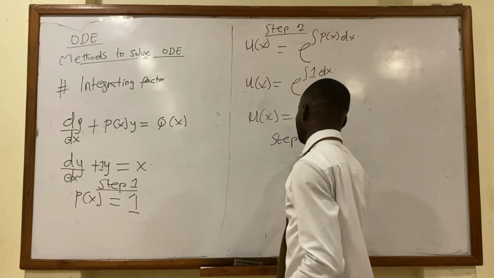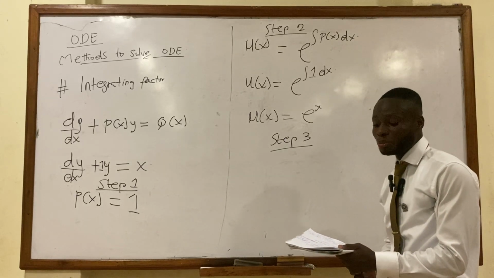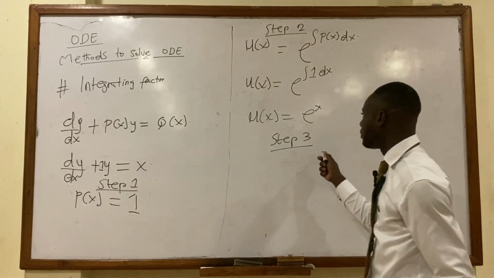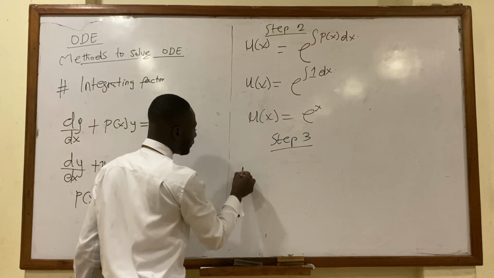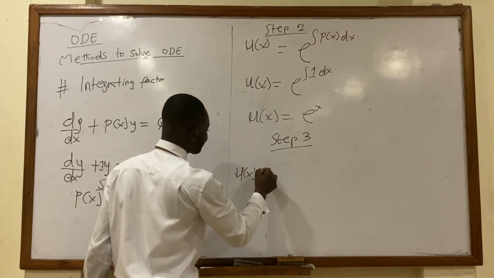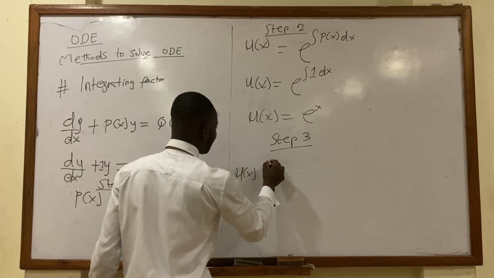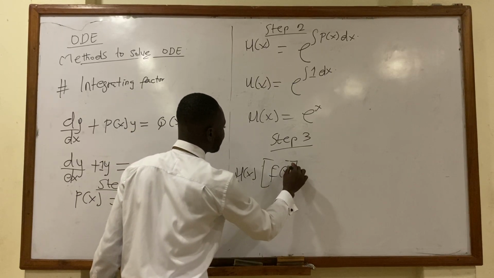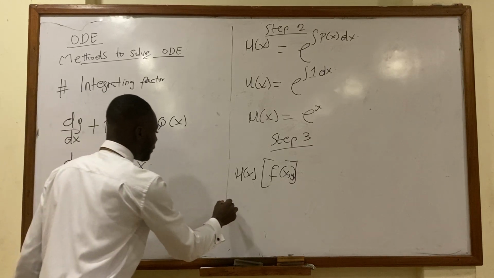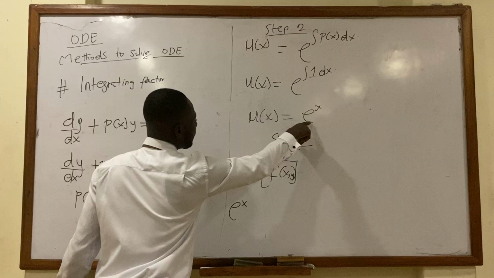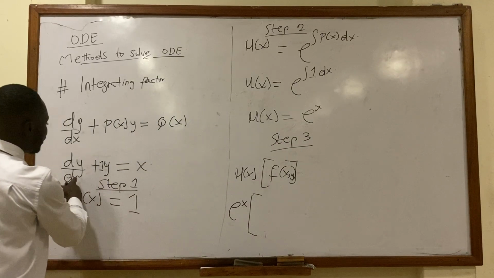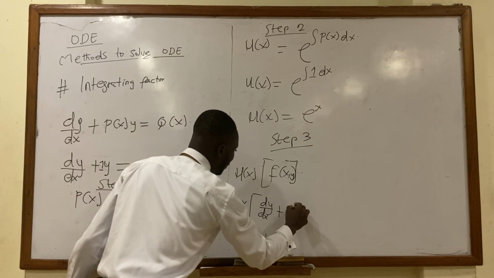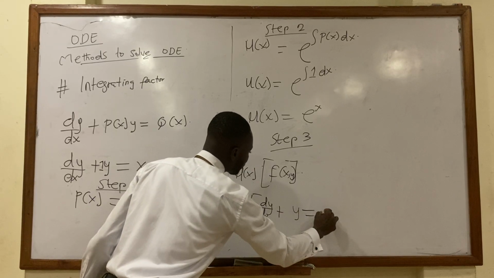All right. So step 3, what do we do? We now have to multiply the whole original equation by the mu of x. So we have mu of x times the whole of the function. So e power x, which is the mu, times the whole of the function given, which is dy over dx plus y should be equal to x.